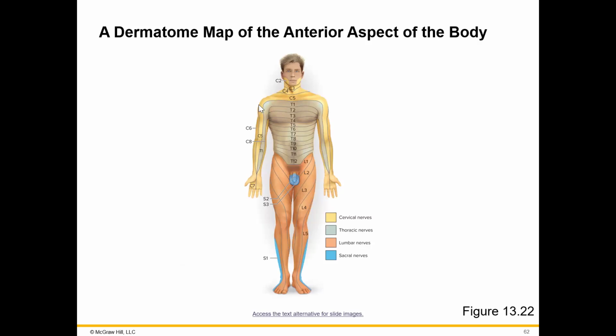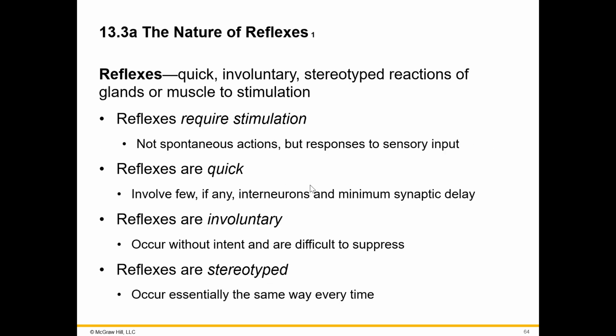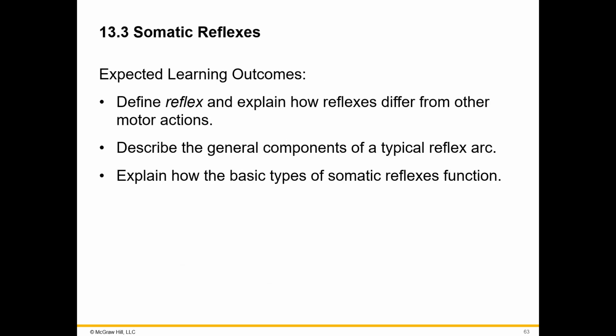So the spinal nerves, you see they're all overlapping. Thoracic nerves all overlapping. This is the sacral nerves, and these are the lumbar nerves. Now, we look at somatic reflexes.